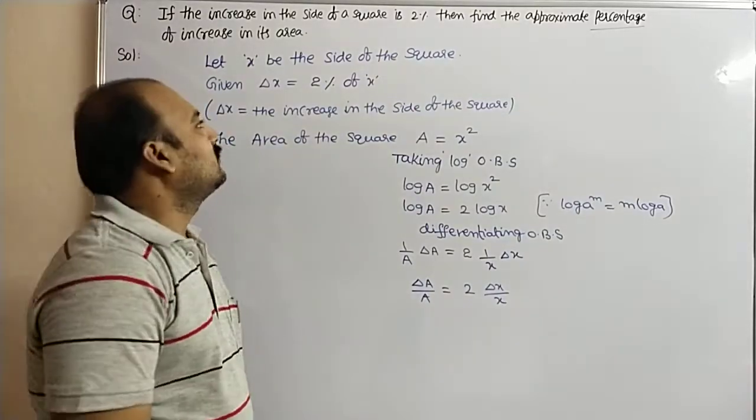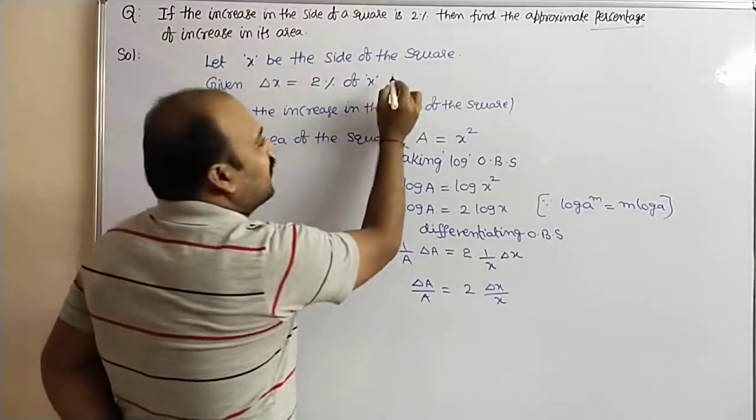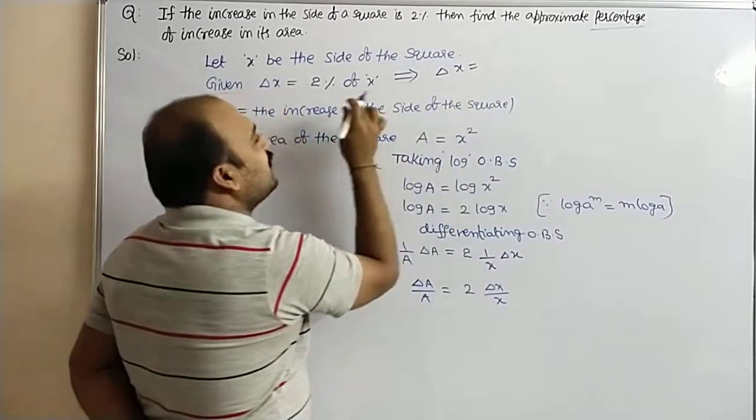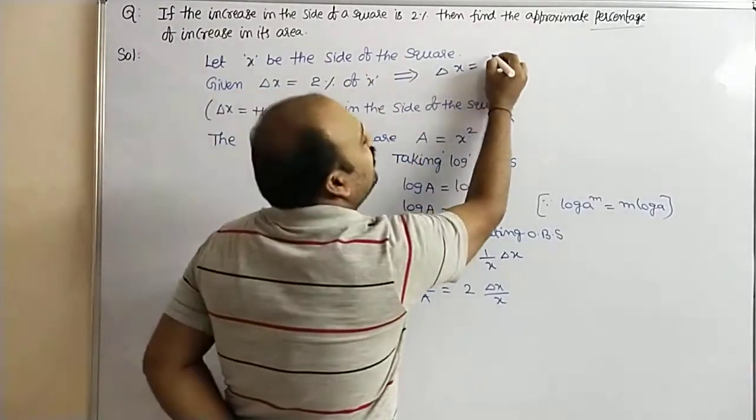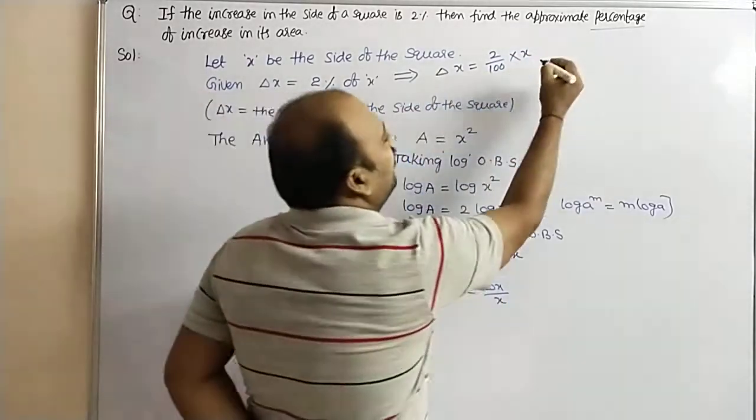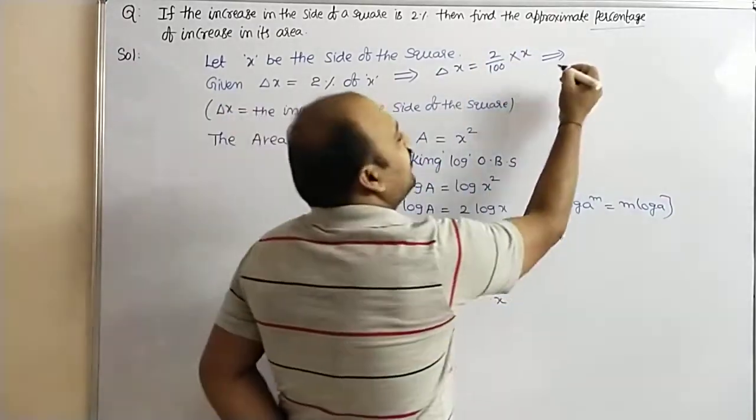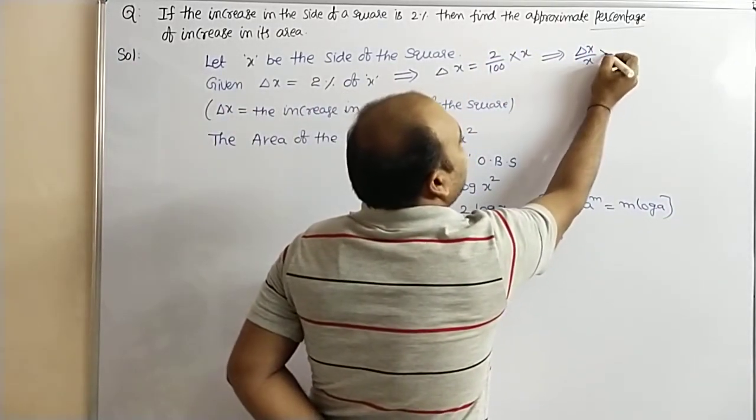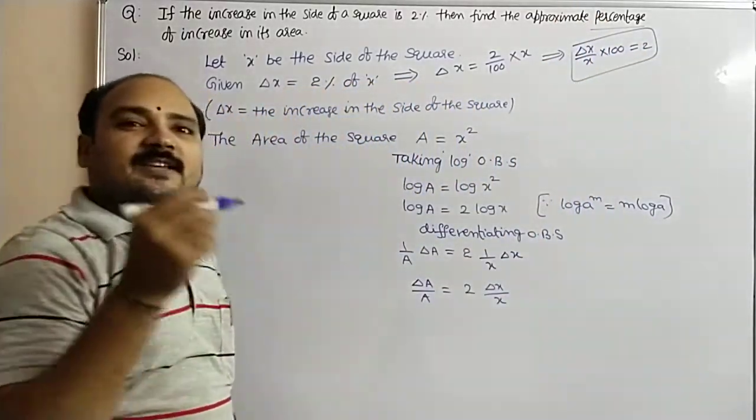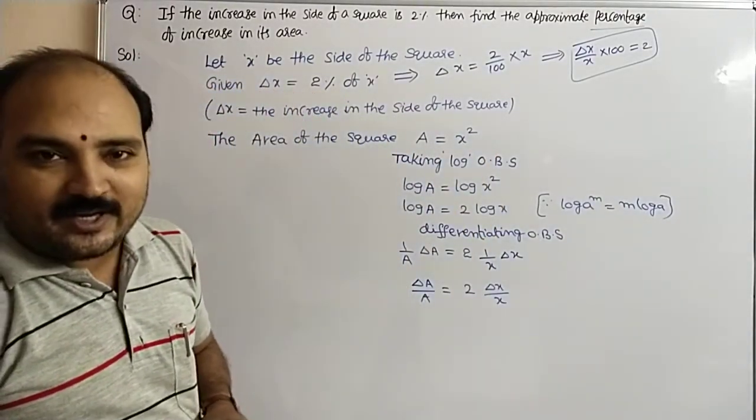After that, what is the meaning of delta x is equal to 2% of x? That implies delta x is equal to 2% of x. 2% means 2 by 100, of x means into x. That also we can write as, 100 we can take to the left side and x also we can take to the left side. It becomes delta x by x into 100 is equal to 2. Indirectly, the percentage increase of the side of the square is given. Delta x by x into 100 equal to 2.